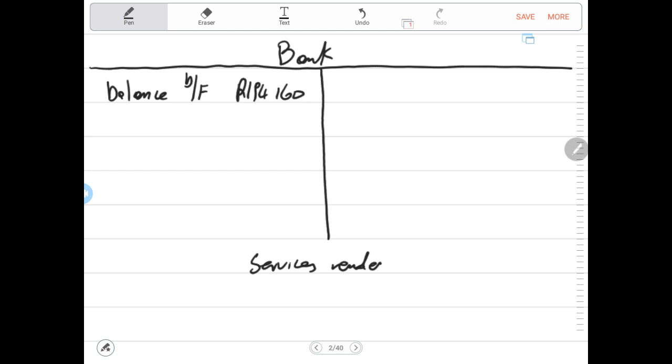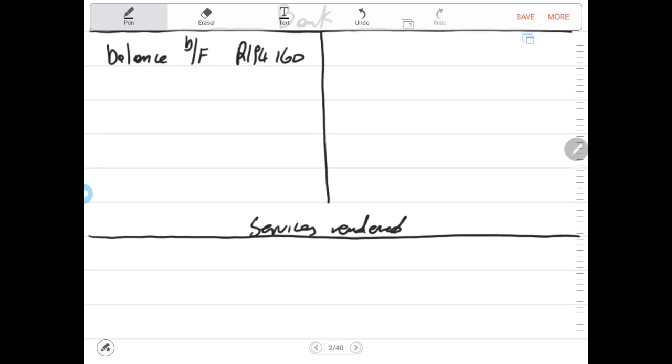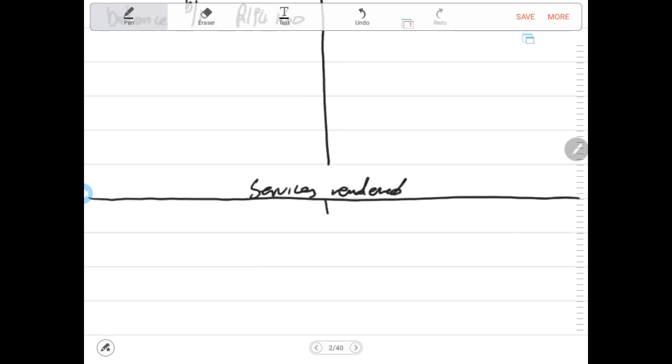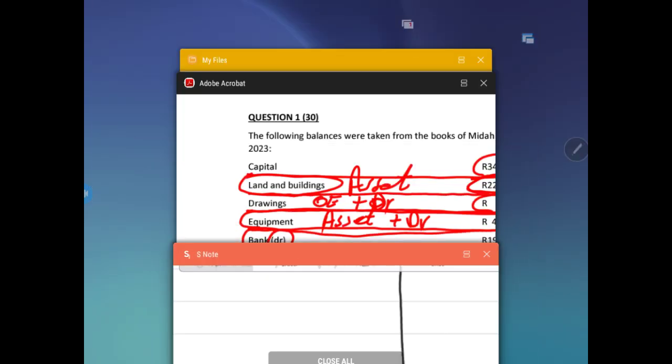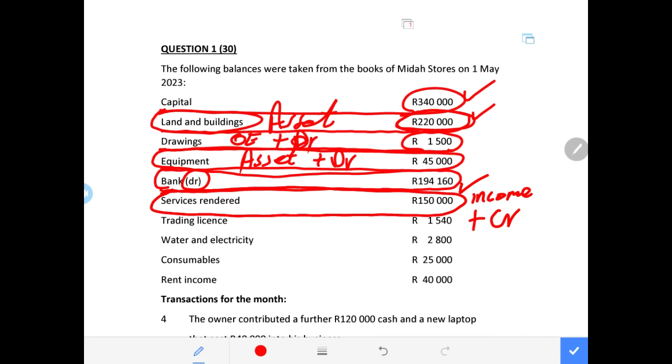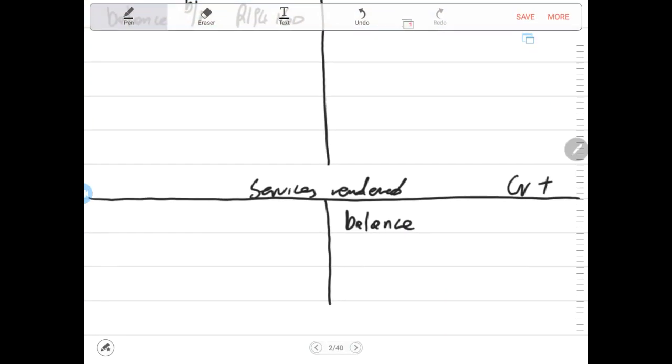Services rendered. We have our services rendered as a ledger account. We draw the T account line. Then we have our balance on the right hand side, which is the credit side. This is where incomes are increasing plus your capital. We rendered services amounting to 150,000 in the previous period.